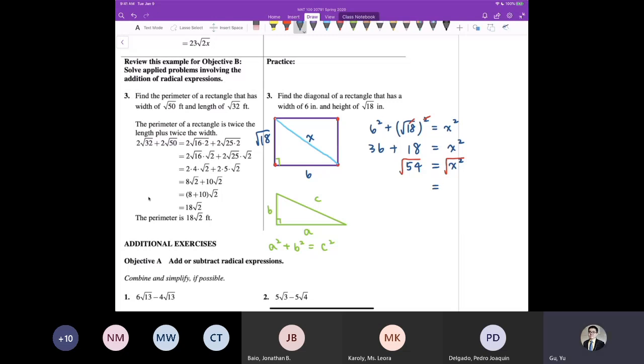On the right-hand side, since x is the length of a diagonal, it must be positive, so you simply write x. On the left-hand side, you simply simplify radical 54. I will break down into radical 9 times radical 6 because 9 times 6 is 54 and 9 is a perfect square. And that simplifies to 3 radical 6. So my answer is 3 radical 6 inches for my diagonal. Any question about number 3?